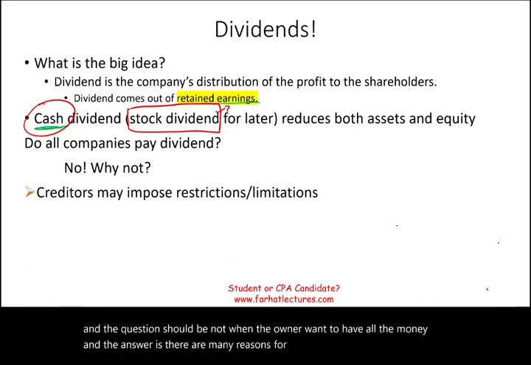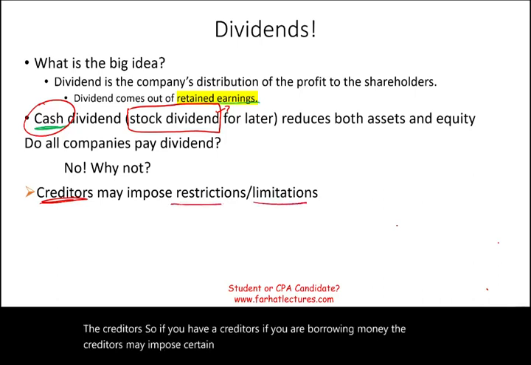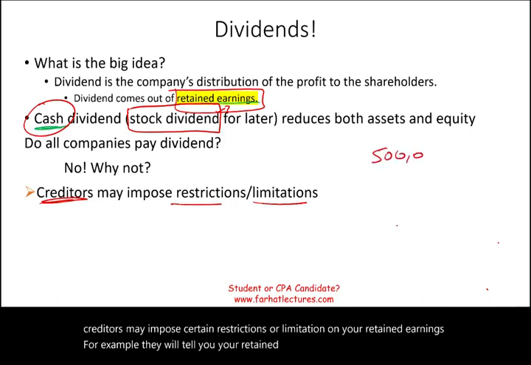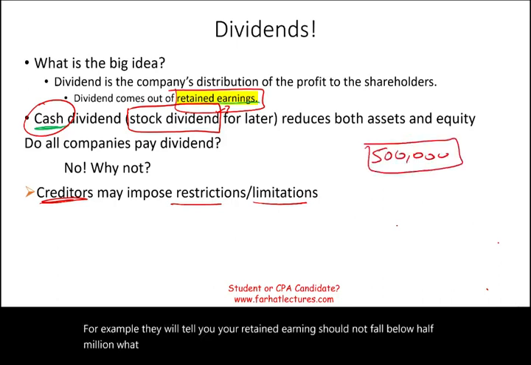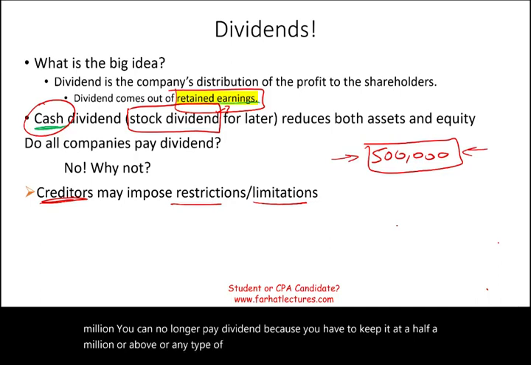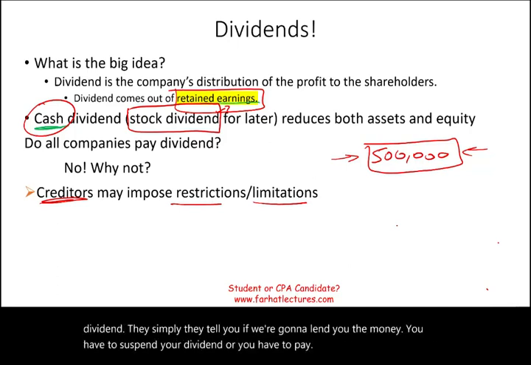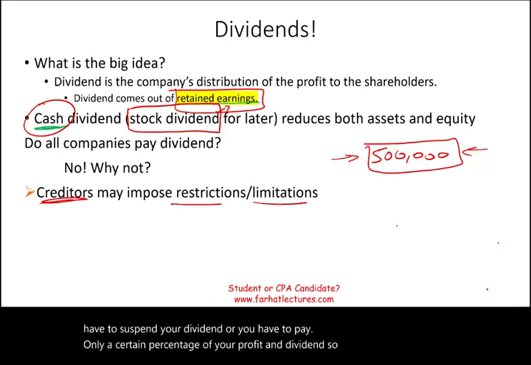One is the creditors. If you are borrowing money, the creditors may impose certain restrictions or limitation on your retained earning. For example, they will tell you your retained earning should not fall below $500,000. What does that mean? It means once your retained earnings is $500,000, you can no longer pay dividend because you have to keep it at $500,000 or above, or any type of restriction. So that's why you cannot pay out the dividend. They tell you, if we're going to lend you the money, you have to suspend your dividend, or you have to pay only a certain percentage of your profit in dividend. So they may impose restriction and limitation.